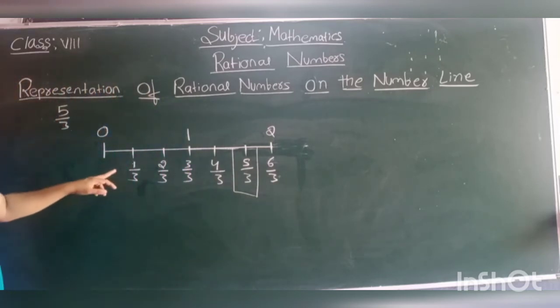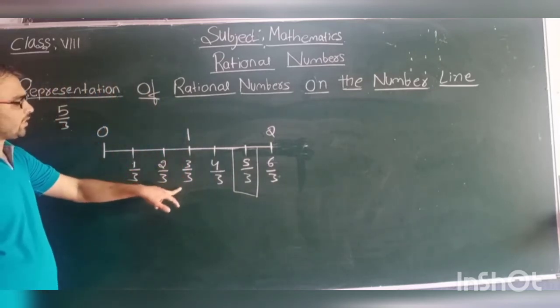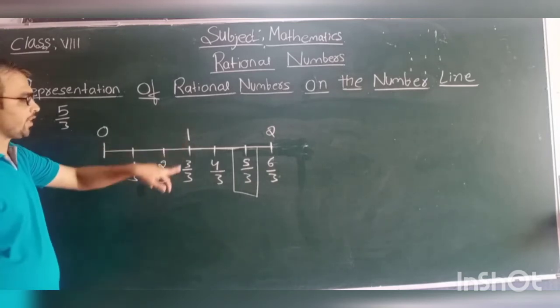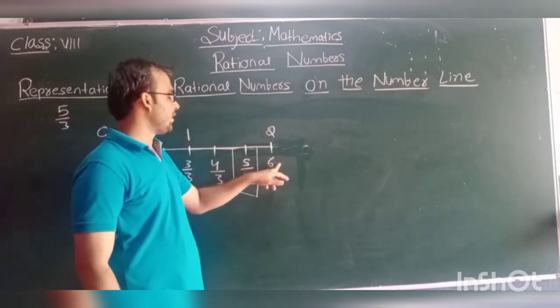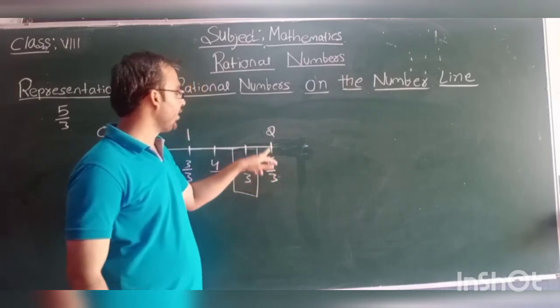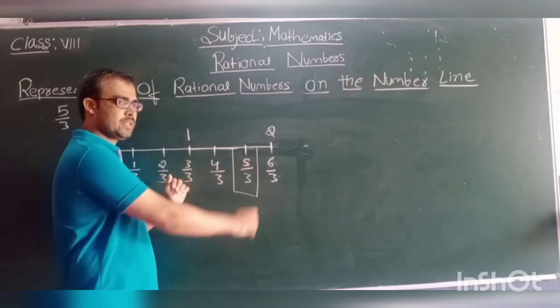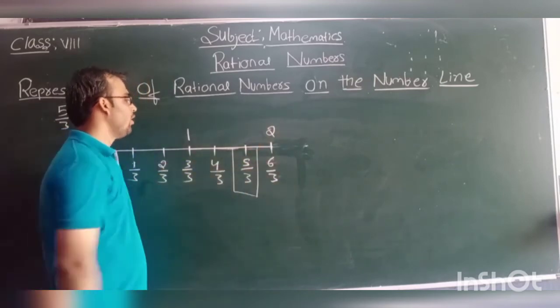Okay, so look at here students, 3 by 3 is there. When we cancel it, we are getting 1 only. And 6 by 3 is there. So when we cancel it, what are we getting? 2, we are getting 2. So the same numbers are there. So these numbers are in between 1 and 2.